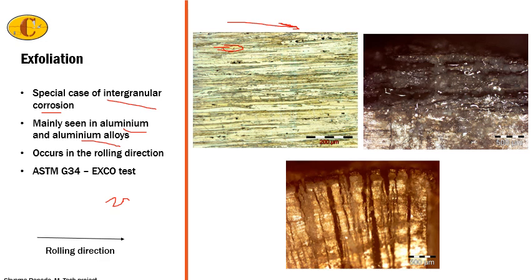This is especially dangerous if you have an aluminum flange or you have an aluminum valve, and if it undergoes such kind of exfoliation corrosion, you're basically going to get layers of the flange coming out entirely. That will lose its integrity and strength and cause a major leakage. So that is something that is important to look at.